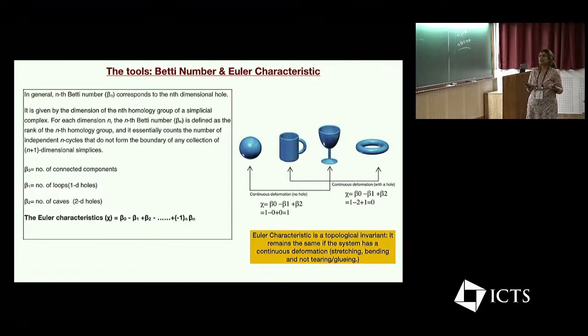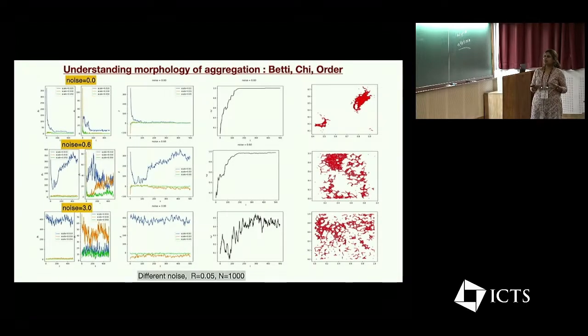If we stretch a coffee mug, we can deform it into a donut-shaped torus. It's basically a continuous deformation of shape. So in topology, the number of holes matters more than the kind of shape we are looking at. With that, I will delve into the kind of analysis I have done.